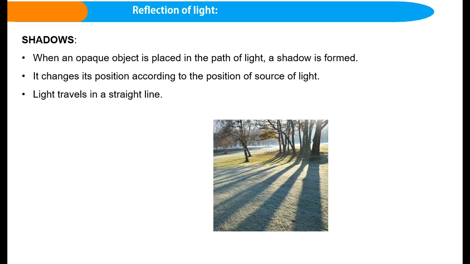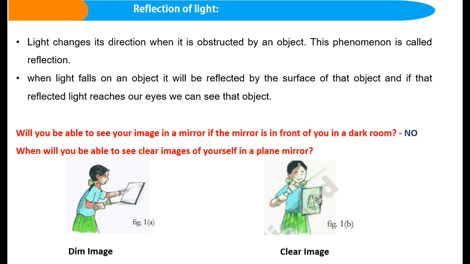Let's get started. In class 6th, we have learnt about the formation of shadows. When an opaque object is placed in the path of light, a shadow is formed. And also, we learnt that the shape of the shadow changes according to the position of the source of light and the position of the object. And we also learned that light always travels in a straight path, what we call rectilinear propagation of light. And in this session, we are studying more about the reflection of light.